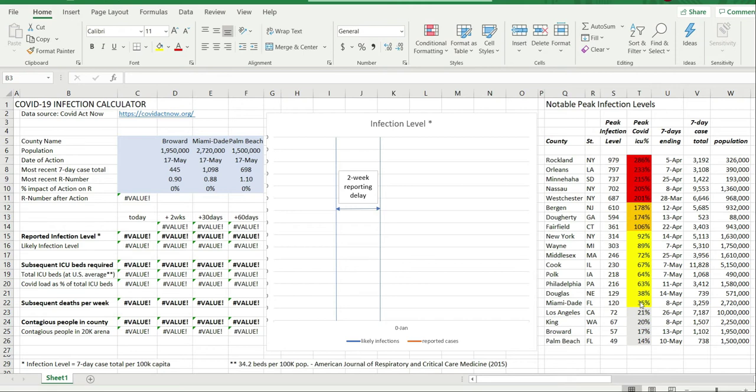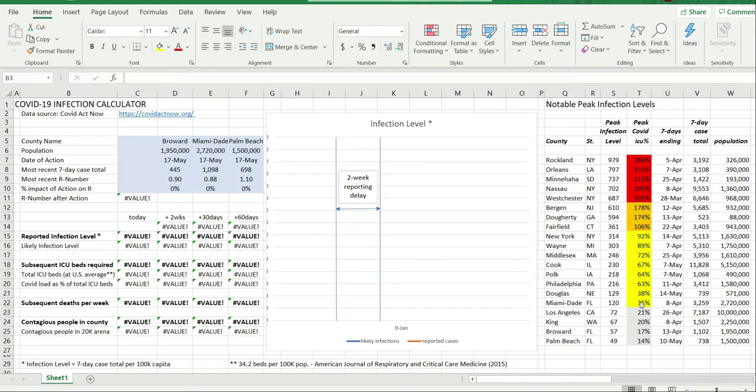As I've said before, I'm not a medical doctor or a public health expert, but I am a modeler. And in these videos, what I'm trying to do is apply decision science principles to understanding and hopefully managing this coronavirus pandemic. So in this video, I'm demonstrating what I call the infection calculator. And you see it here on the screen.